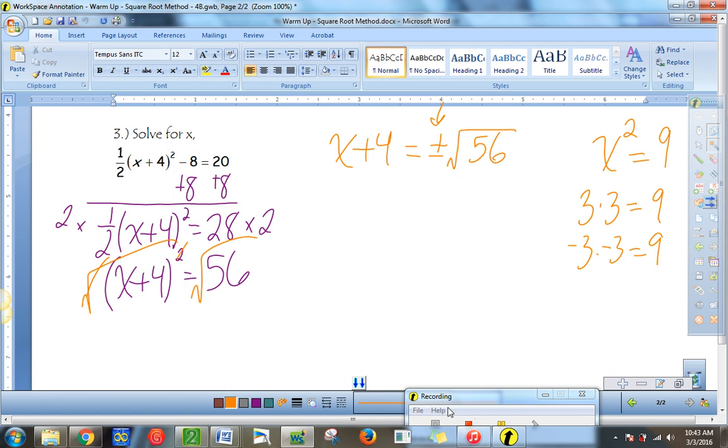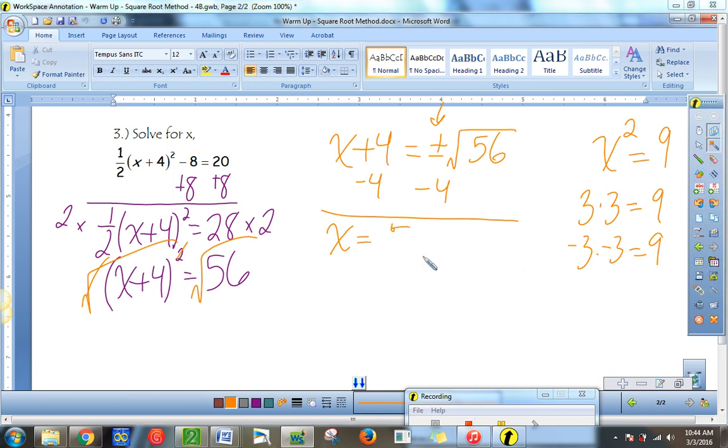What do I have to do next? Knock the 4 over. So I've got x equals negative 4 plus or minus the square root of 56. You do have to do one more thing. What's the one other thing you got to do? Yeah, we've got to break this number down. We got to simplify it. So if you break that guy down, what do you get?